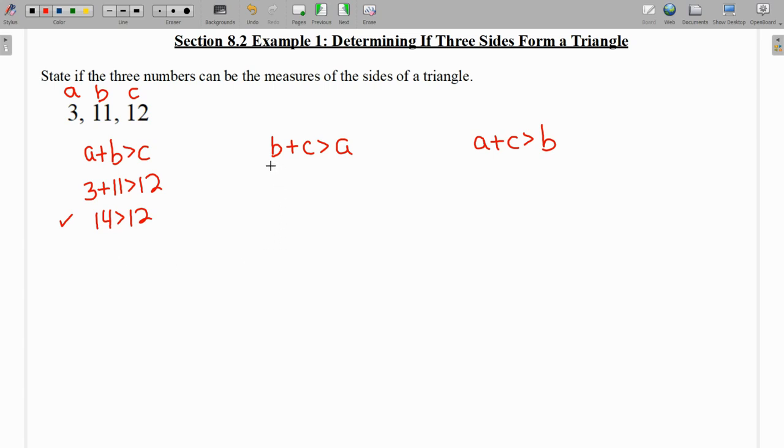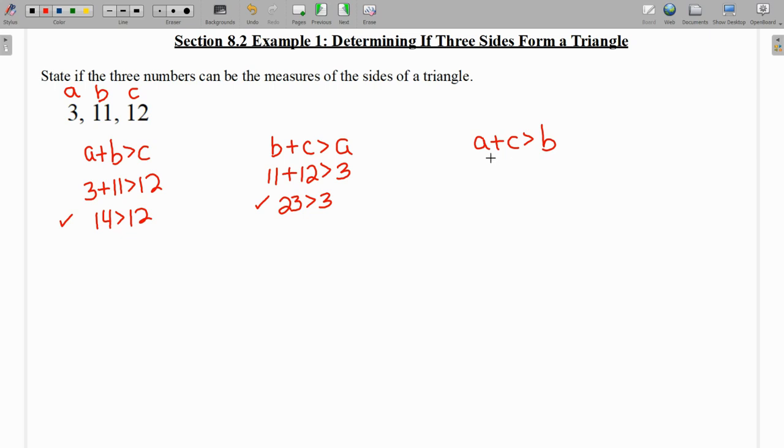In the second criteria, we have the sum of B and C should be greater than A. So I take B, which is 11, I add C, which is 12, and that should be greater than A, which is 3. Now, when I take 11 plus 12, that's going to give me 23 greater than 3. And in that case, 23 is indeed greater than 3, so that one checks out.